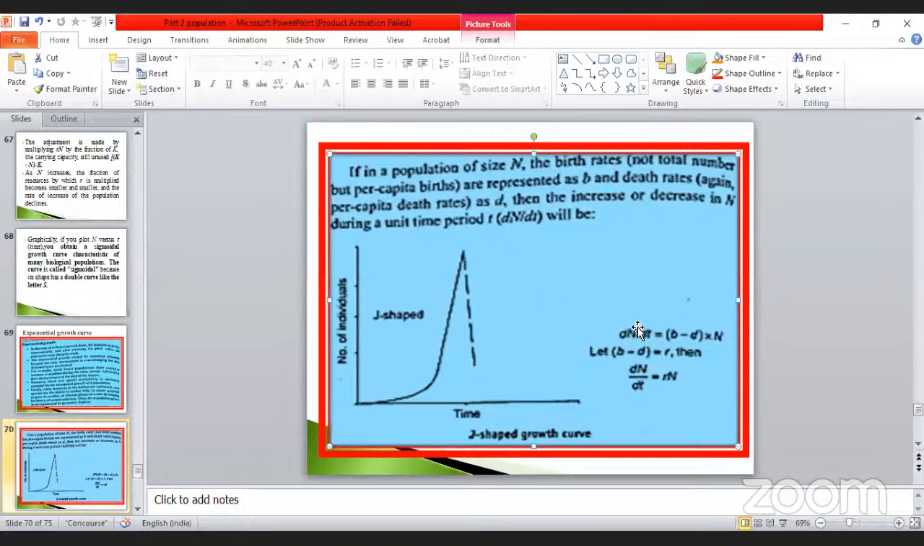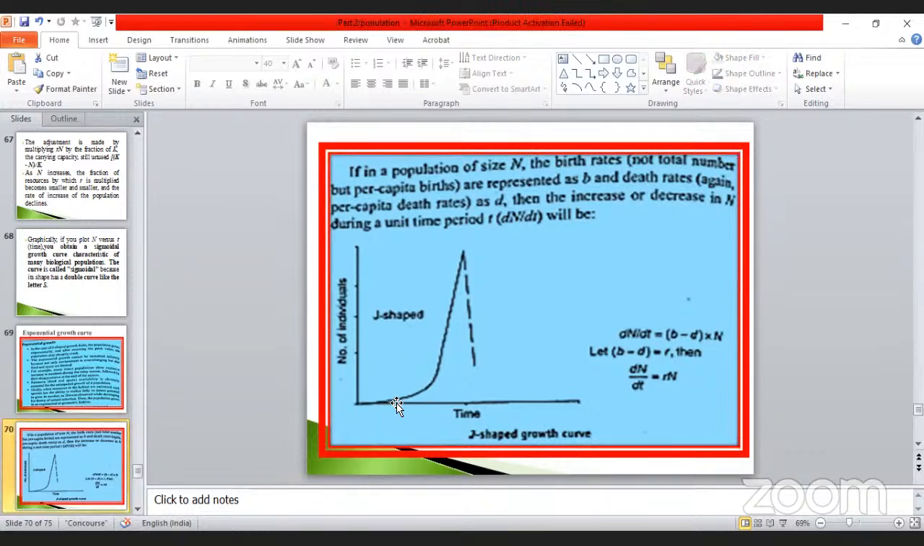See that dN divided by dt, that is equal to birth rate minus death rate into N, the number of population. Let B minus D be equal to r, then dN divided by dt is equal to rN. Okay, this is a simple formula. We will get the J-shaped curve, which depends upon the exponential, the population size, rN. Okay, my dear, see, this is the J-shaped curve.